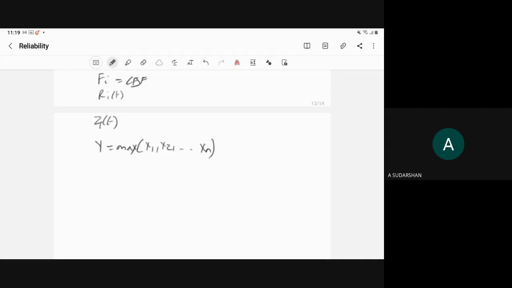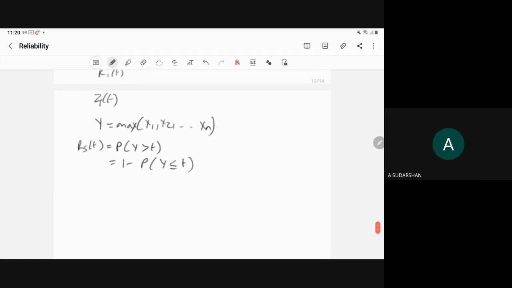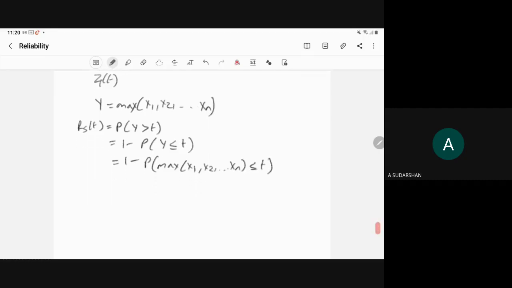So first we compute the reliability of the system. You know the meaning of the reliability of the system. If you have to compute Rs(t), by definition it is the probability Y greater than t, which is equal to 1 minus the probability Y less than or equal to t. It is equal to 1 minus the probability that the maximum of X1, X2, ..., Xn is less than or equal to t.